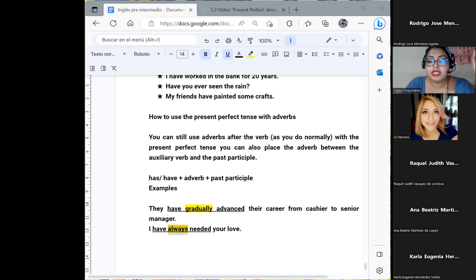Then we have certainty. And in this case, these adverbs are also in the middle of the sentence and give us an approximation as to what could happen.